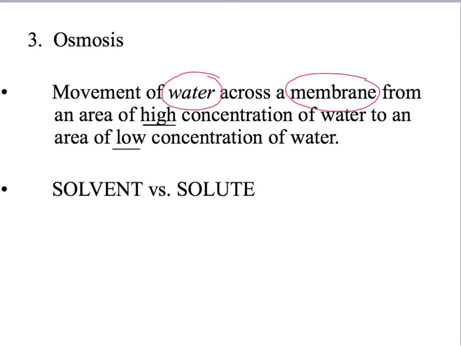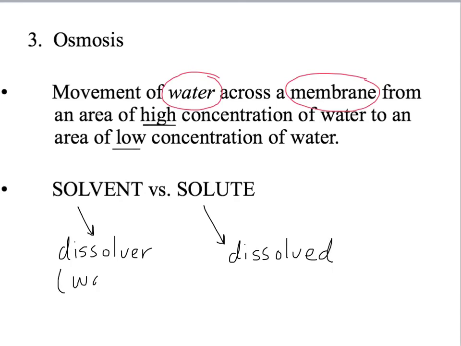When you have a solution, which is a mixture of a solvent and a solute, they always have these two parts. The solvent is the dissolver, and the solute is what's being dissolved. So if you were to make a pitcher of Kool-Aid, the solvent would be water, and the solute would be the Kool-Aid.